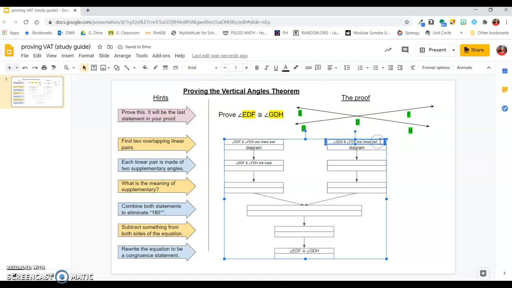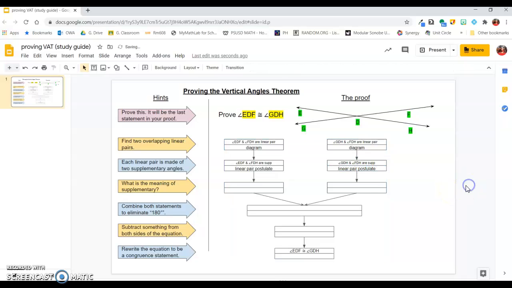And do the same thing over here. Since they are a linear pair, they are supplementary. What's the reason for that? Linear pair postulate. Don't type it twice. And I'm trying to be consistent, so I'm going to make that a lowercase l. Copy that. Paste it in there. Get rid of the extra carriage return that pushed that down.